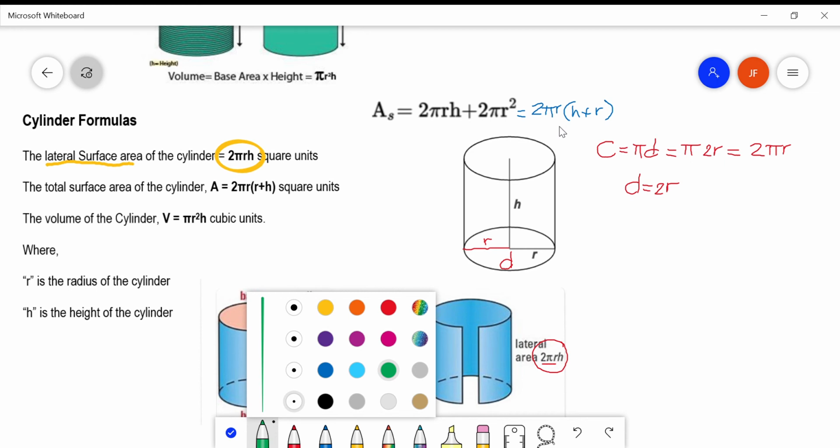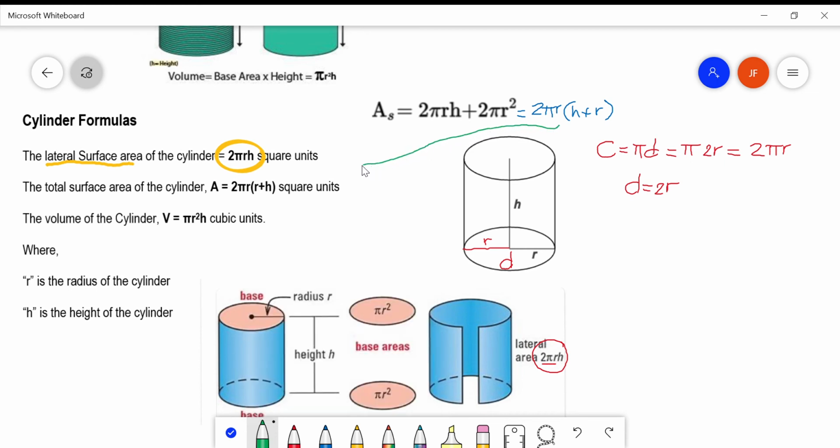Okay, this is the same with the formula here. So meaning this formula is the same with this one, this whole one. They're the same. Okay, so we are done with the total surface area.